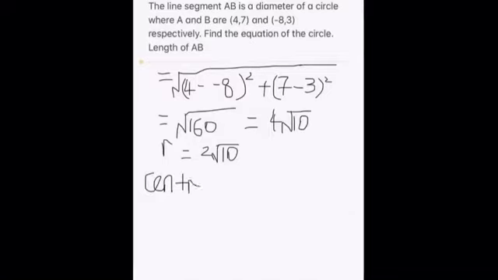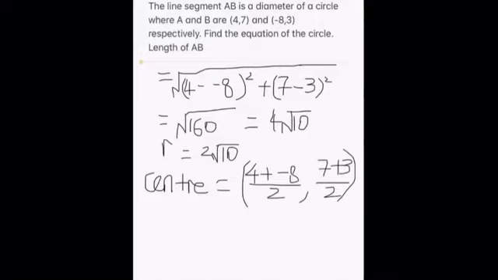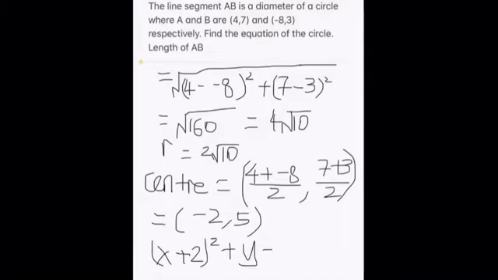And now we're going to find the coordinates of the center, which is the midpoint of AB. (4 plus -8) divided by 2 is -2, and (7 plus 3) divided by 2 is 5. Now we know its center and the length of its radius, so we can come up with the equation. Basically, we would substitute the values that we found into the formula.